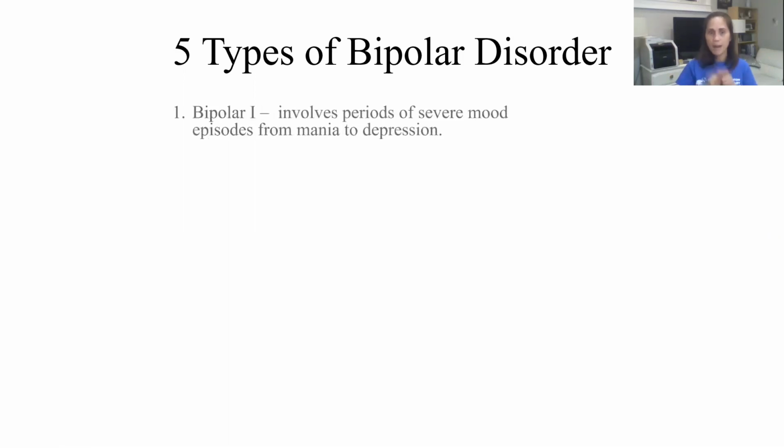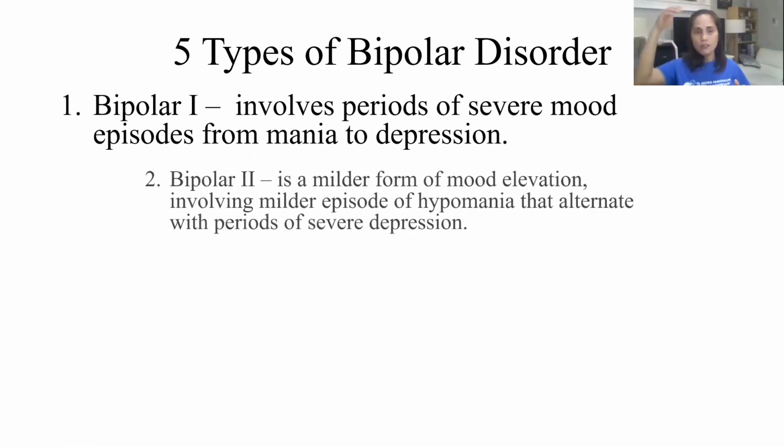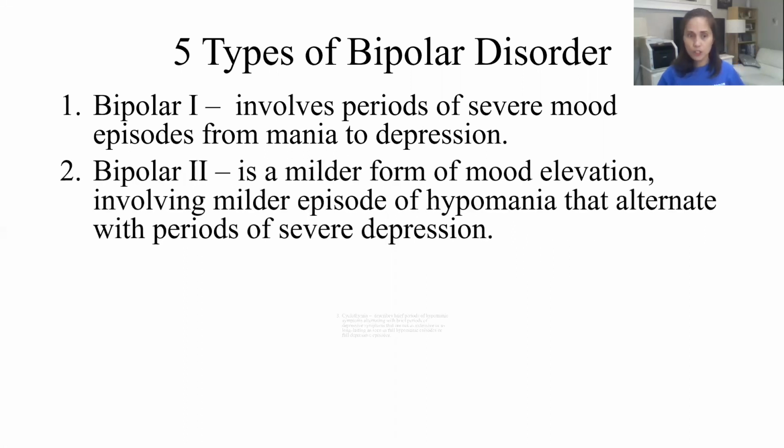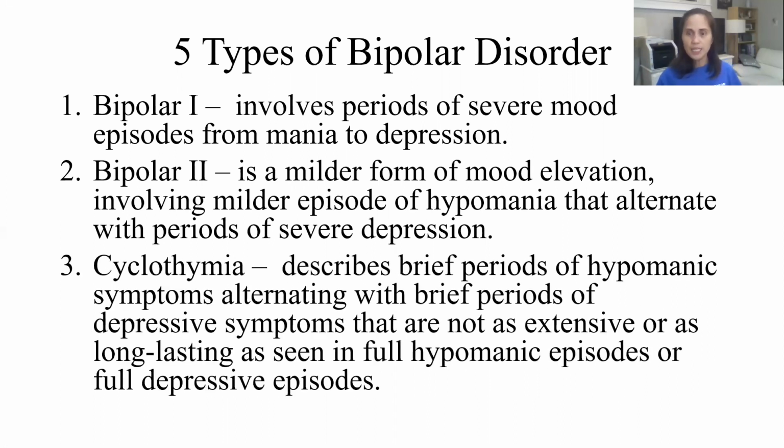Number one is bipolar 1. It involves periods of severe mood episodes from mania, the higher one, down to the depression side. Bipolar 2 is a milder form of mood elevation involving milder episodes of mania that alternate with periods of severe depression. Number 3 is cyclothymic disorder. It describes brief periods of hypomanic symptoms alternating with brief periods of depressive symptoms that are not as extensive or as long-lasting as seen in full hypomanic episodes or full depressive episodes.